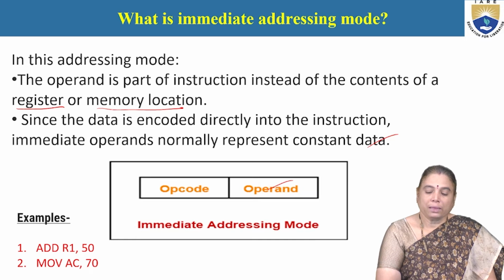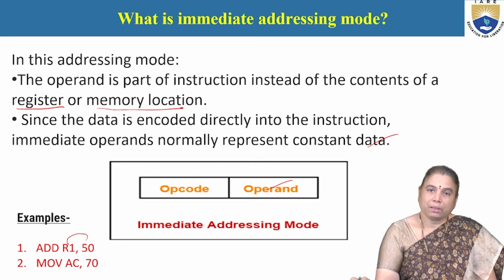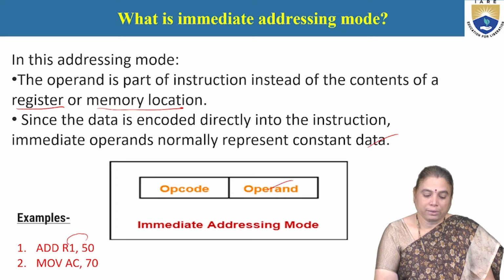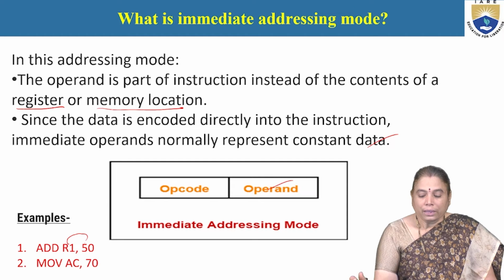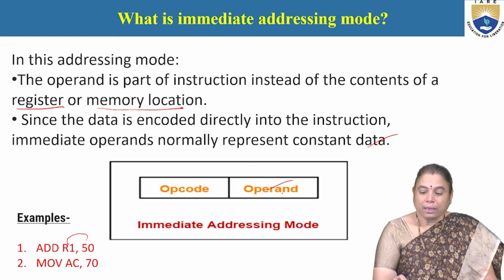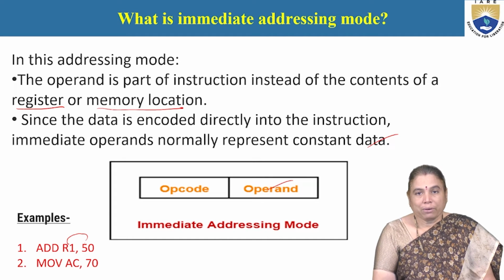How to apply this immediate addressing mode: ADD R1, 50. Here the value 50 is added with the value stored in the register R1, and the resulting sum is also stored in the register R1. So here the operand is embedded within the instruction itself, so immediately it can fetch the operand value and apply the micro operation.